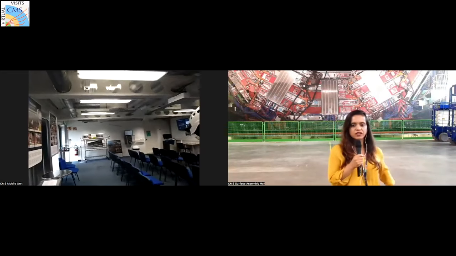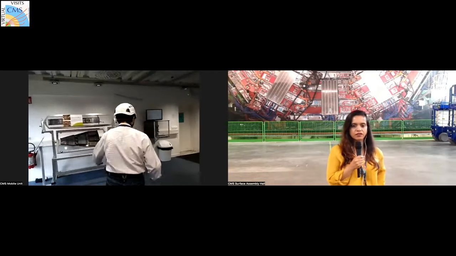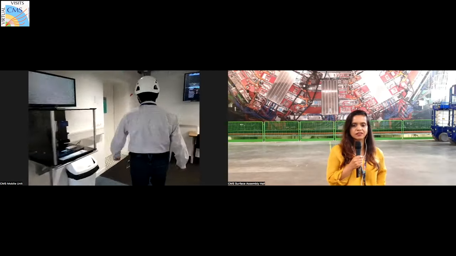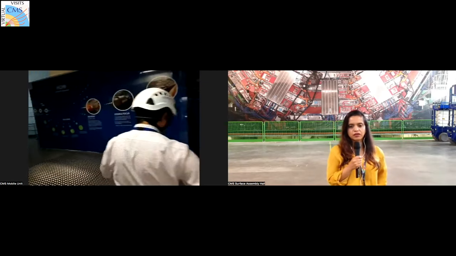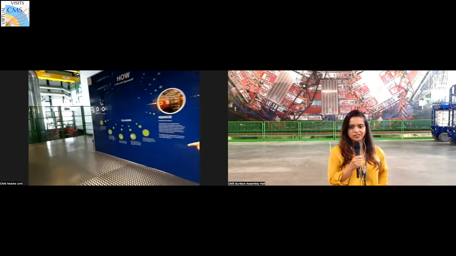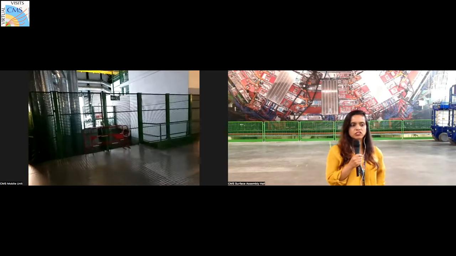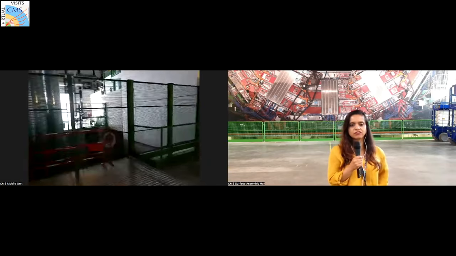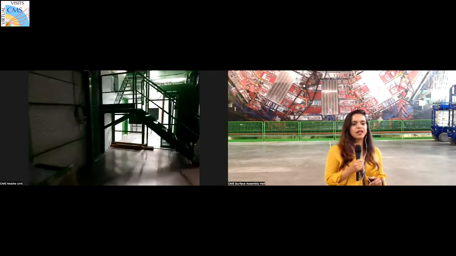So they are going now towards the lift, and there we will see that. The tunnel is underground at about 100 meter depth, and then Ashok will show you the different parts of the detector as much as we could see.